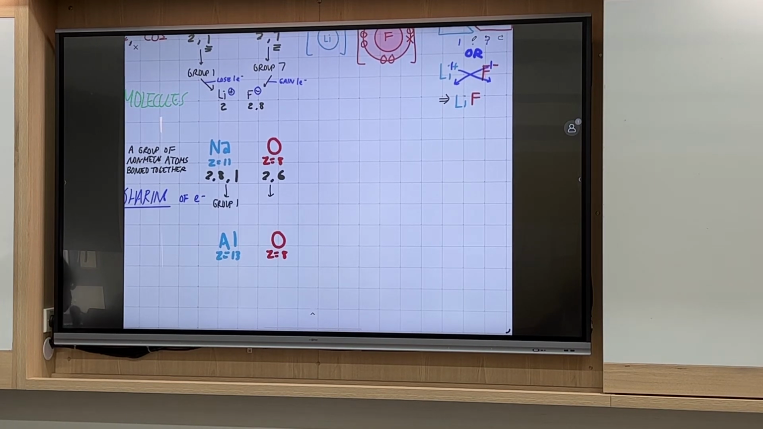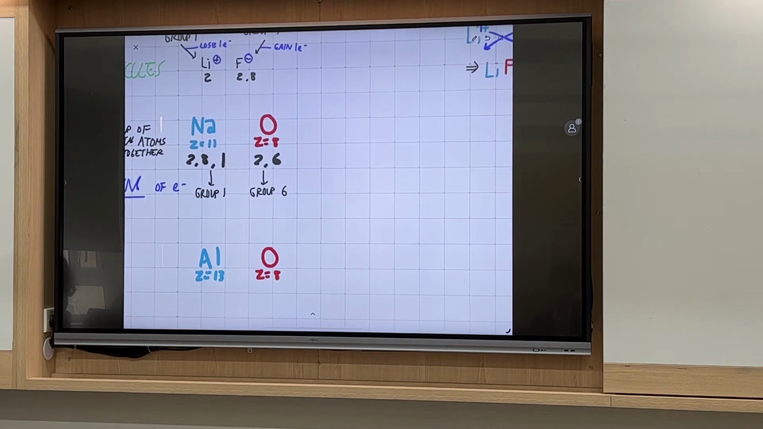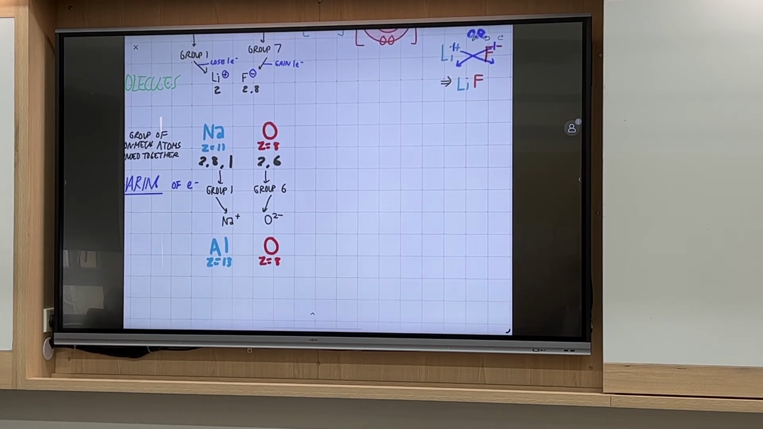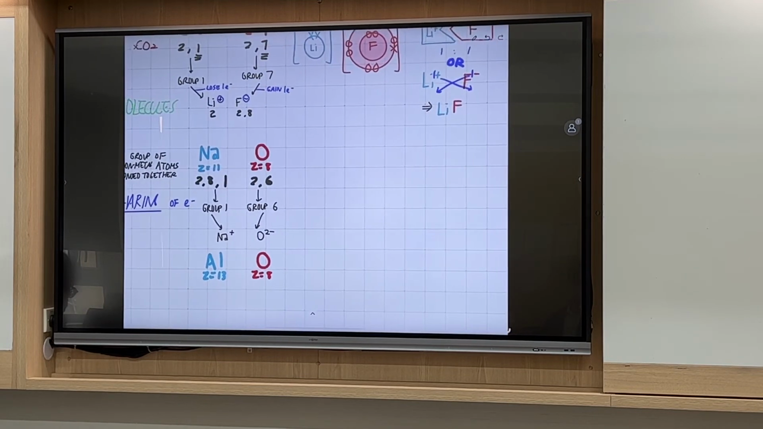Now, use that periodic table I drew you earlier. If something is from group 1 and from group 6, respectively, what are their charges? Positive 1 and 2 negative. So you should write Na+ and O2- first. Pay attention to what is on this paper.